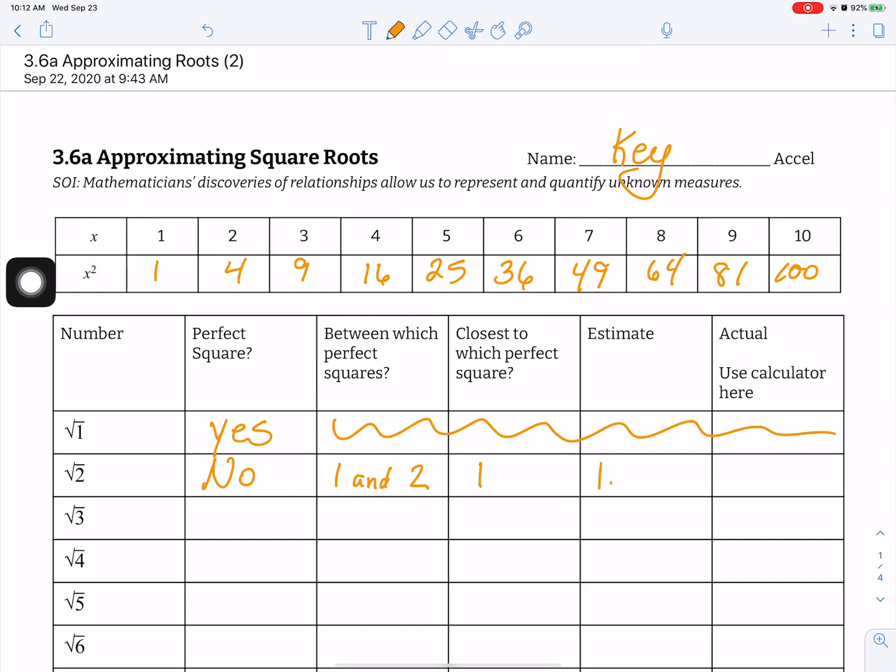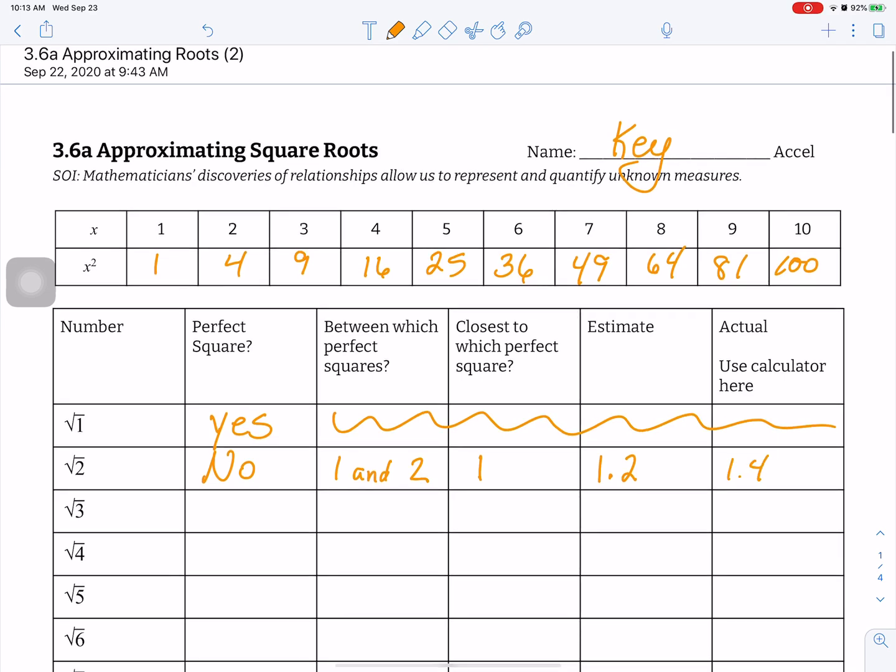And then typically, if it's going to be closer to that first number, I might do 0.2, 0.3, 0.4, something less than 0.5. If it was in the middle or I thought it was pretty close to the middle, I'd do a 0.5. If I thought it was closer to the other side, it would be like 1.6, 1.7, depending. So you're just going to guess. So I'm going to say I think it's 1.2. And then I'm going to go ahead and type it into my calculator to figure out what is the square root of 2. And so I'll type that in, and I get 1.414. And then that line is all done.